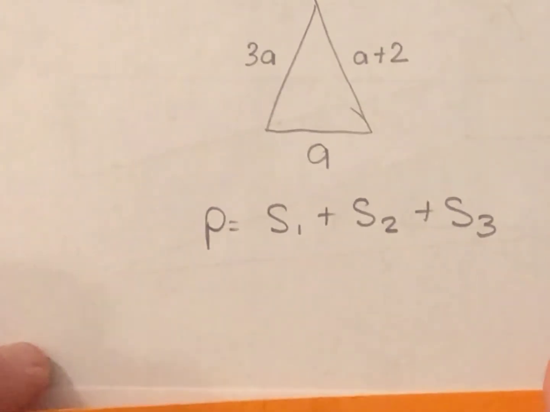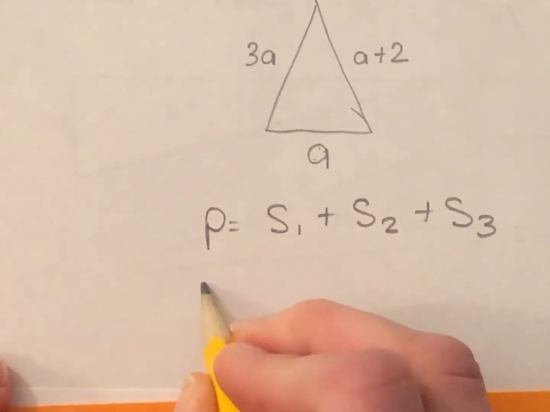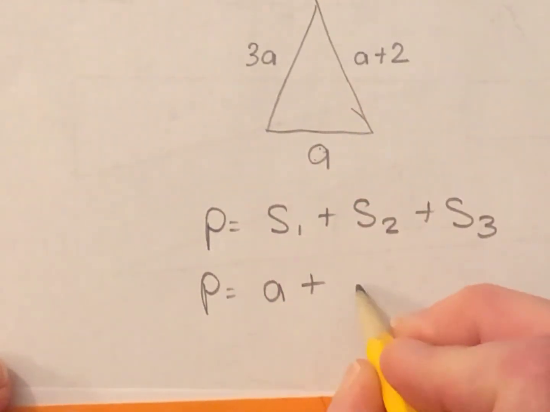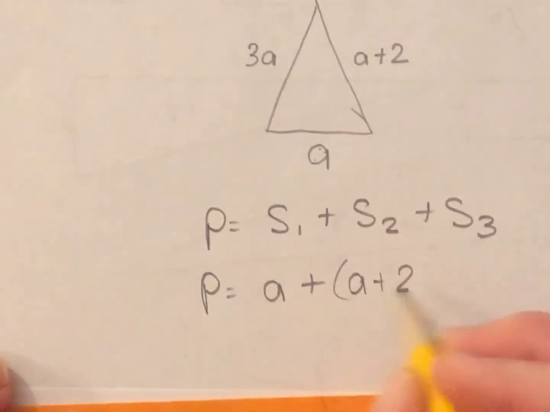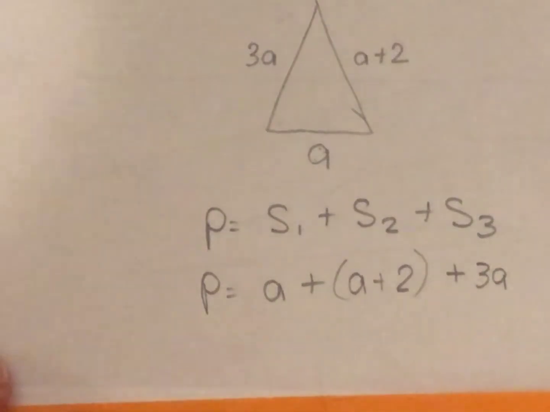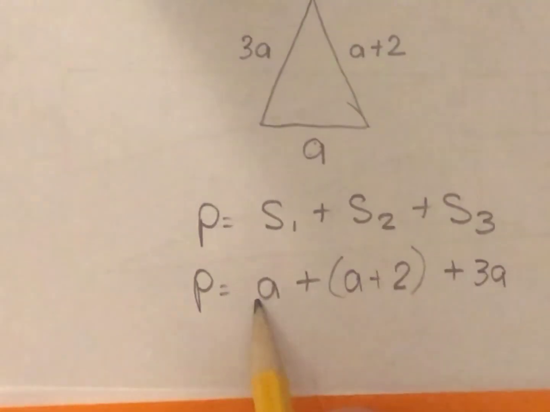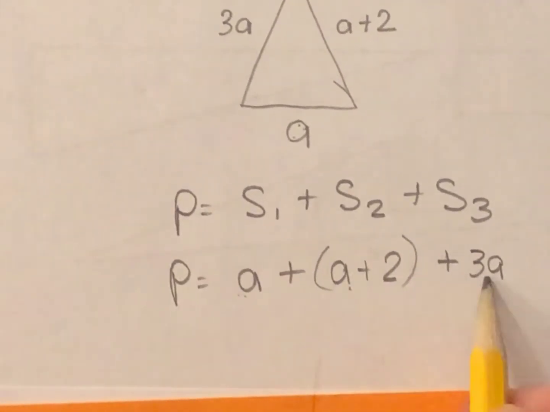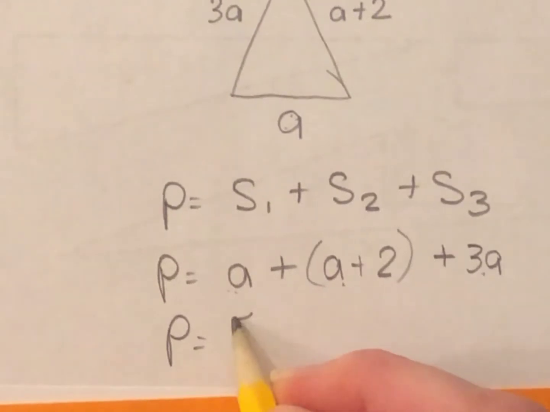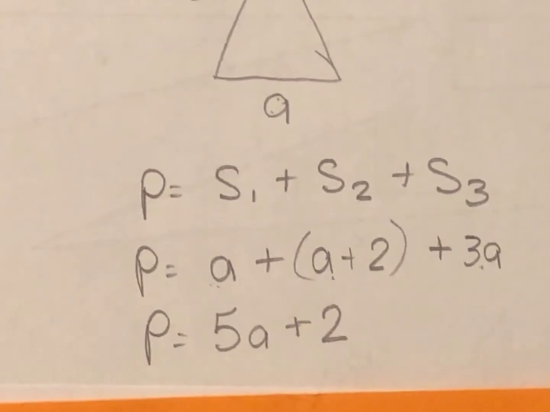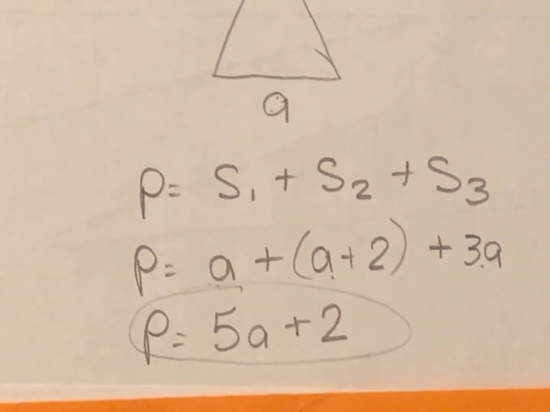All right, so we'll call this side 1. So P equals side 1 is A plus side 2 is the A plus 2. A plus 2, that's side 2. I'll put it in parentheses just so it stands out. Plus side 3 is 3A. So now if I were to combine like terms, I have A plus A plus A plus 3A. So that's 5A plus 2. There. So that is the perimeter of the triangle, algebraically.